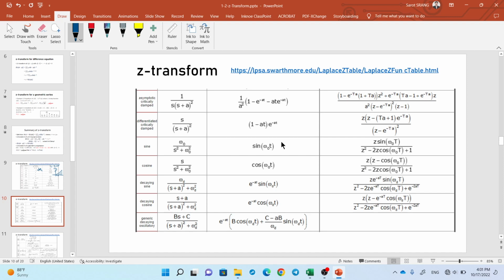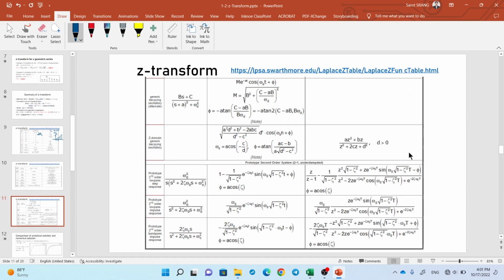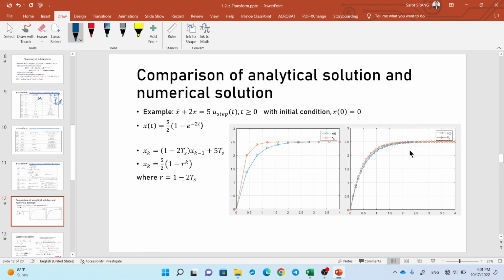And for the trigonometric function in continuous time, the Laplace transform is like this, and here is the z transform. Okay. And here I want to give one awareness, not an idea but an awareness.